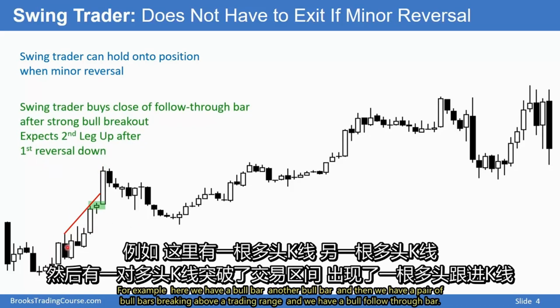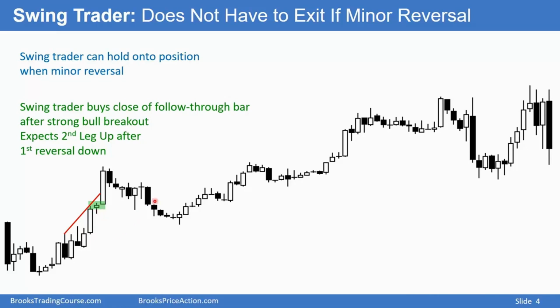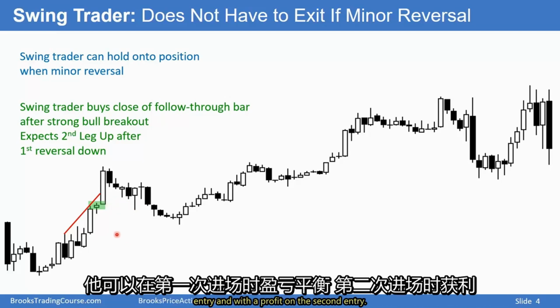For example, here we have a bull bar, another bull bar, and then we have a pair of bull bars breaking above a trading range, and we have a bull follow-through bar. A lot of bulls will buy that close, expecting that even if we reverse down here, there'll be at least a second leg up. If he buys here and it pulls back, he can buy more here. It'll test back up here. He can get out break even on his first entry and with a profit on his second entry.